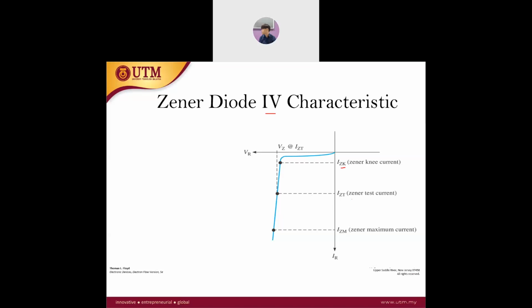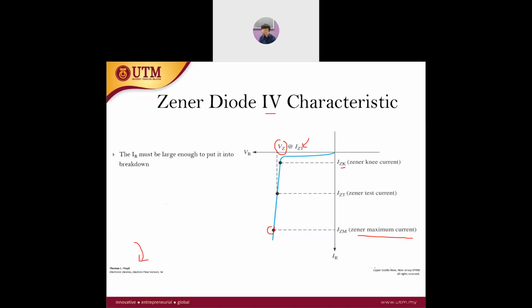Then we have IZT, the Zener test current, which gives the value of the Zener voltage at a given Zener test current. And then we have IZM, the Zener maximum current. So what is the maximum current that can flow through your Zener diode? This one is taken from Thomas Floyd, so you can refer to that reference book as well.